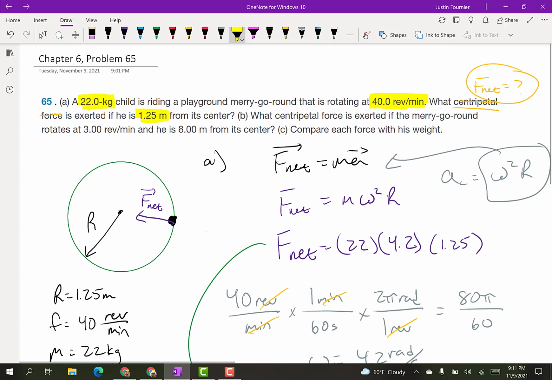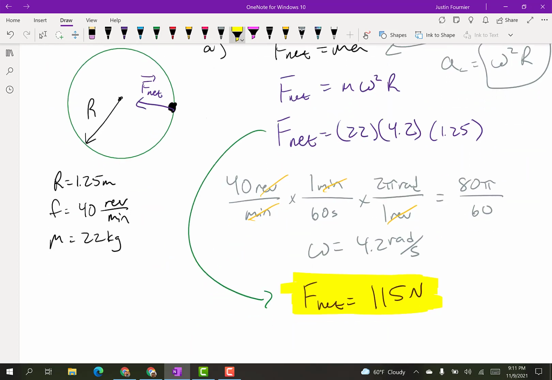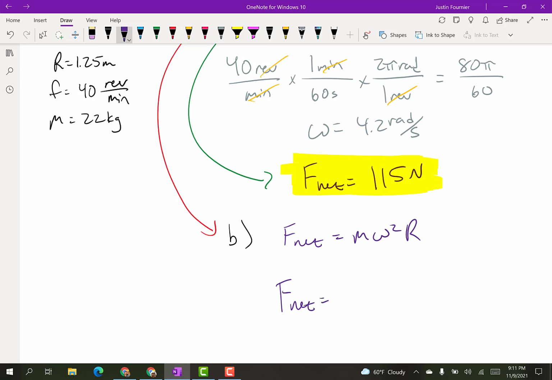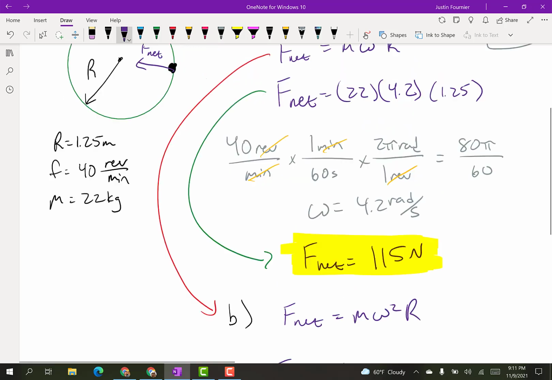All right. Now for the next part: what centripetal force is exerted if the merry-go-round rotates at 3 revolutions per minute and he's 8 meters from the center? So basically everything here is going to be the same. I'm just going to carry this over for part B. Everything is going to be exactly the same. So this is still 22.